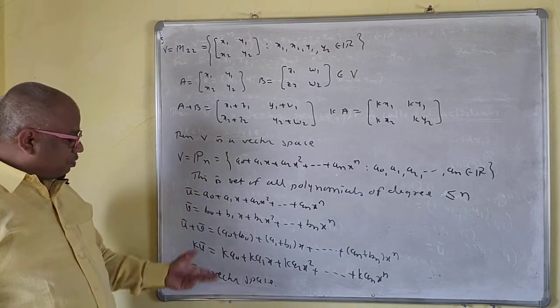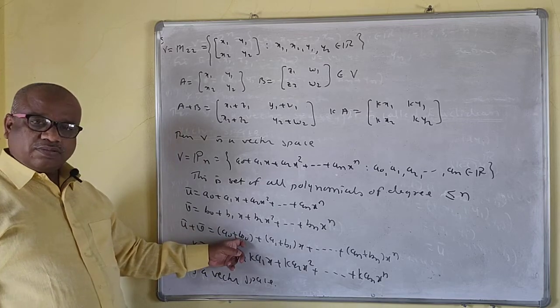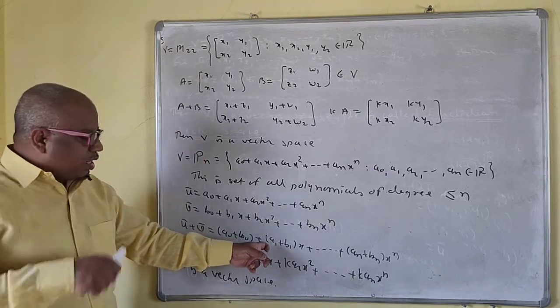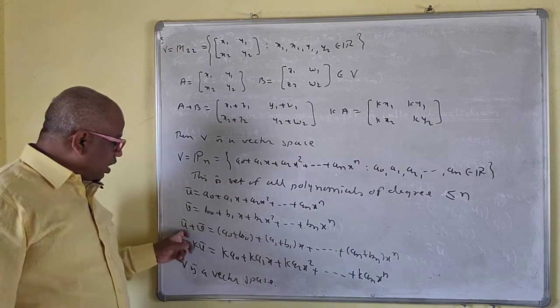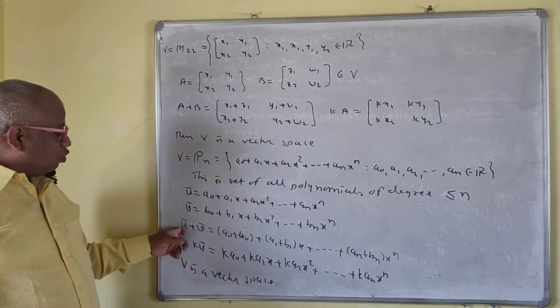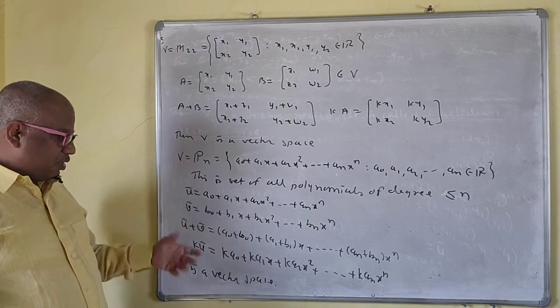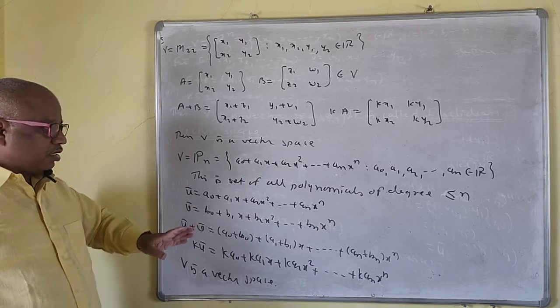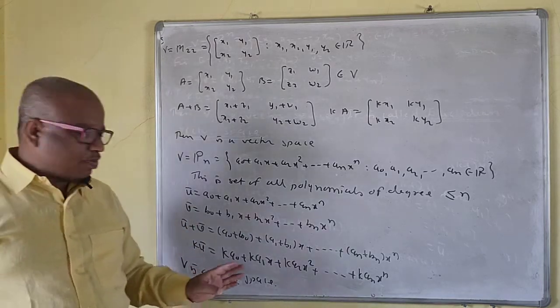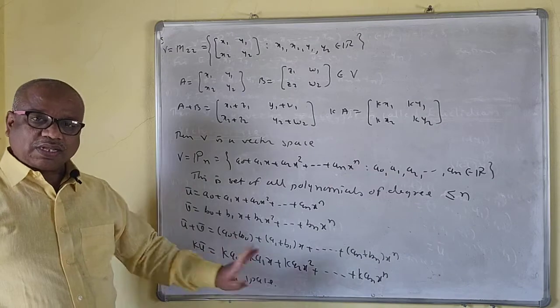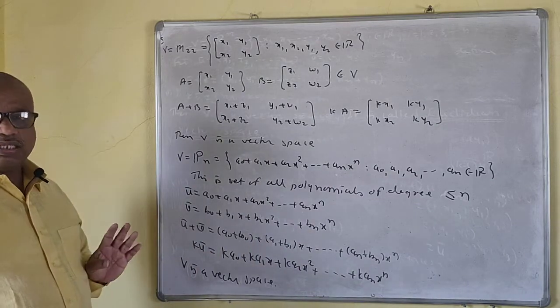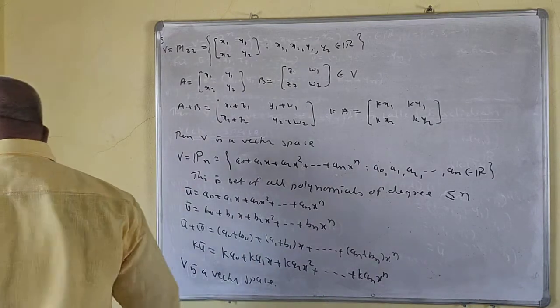So that means u bar plus v bar is what here? a0 plus minus a0, a1 plus minus a1. So u bar plus minus u bar will be the zero vector. Okay. So for addition, no problem for this one. Addition is given, and also scalar multiplication. So note that this is also a vector space.